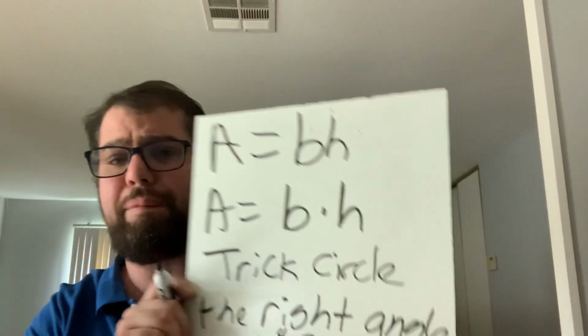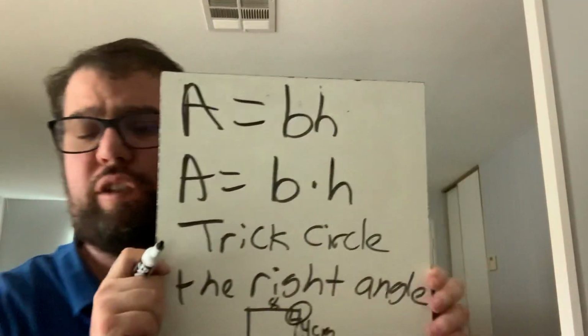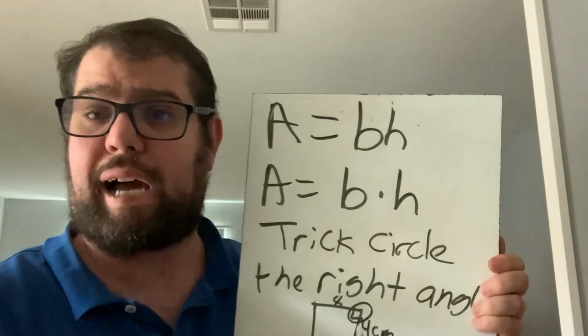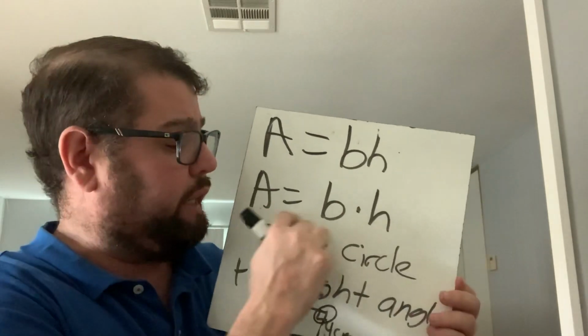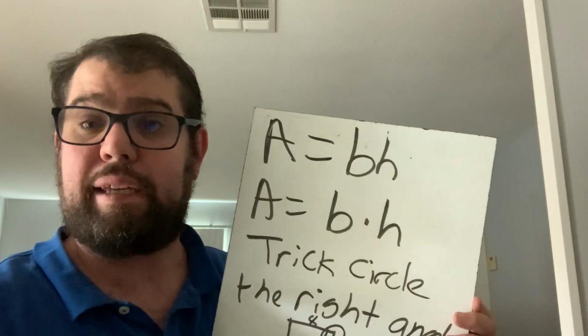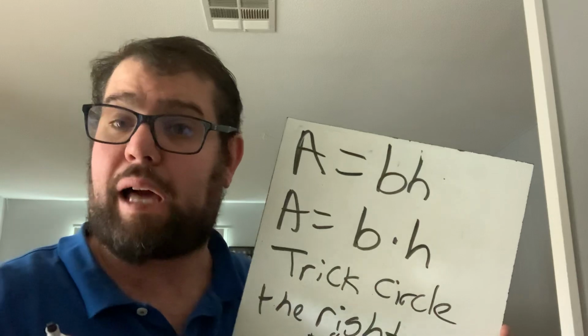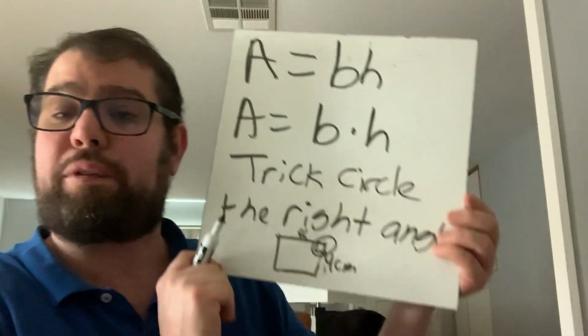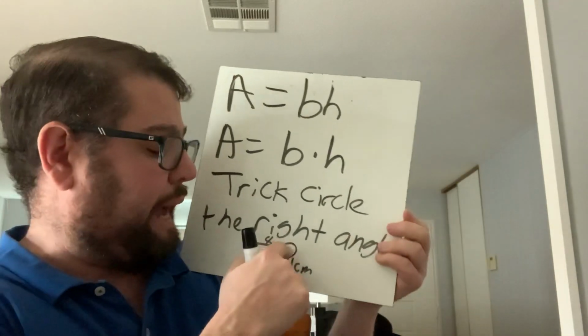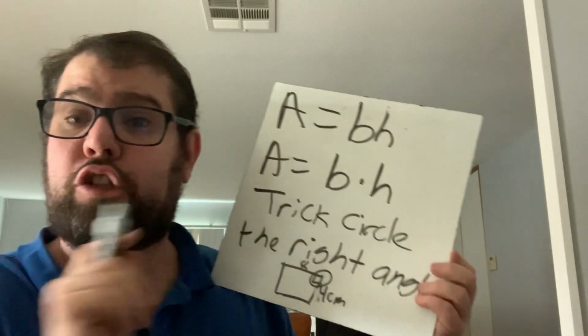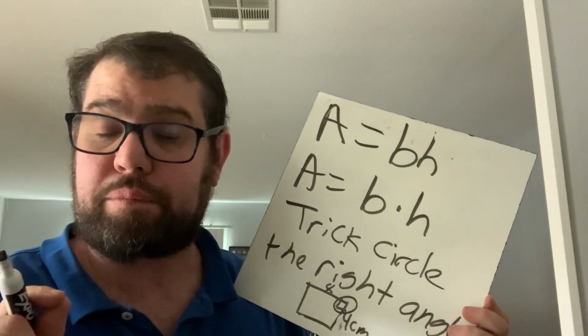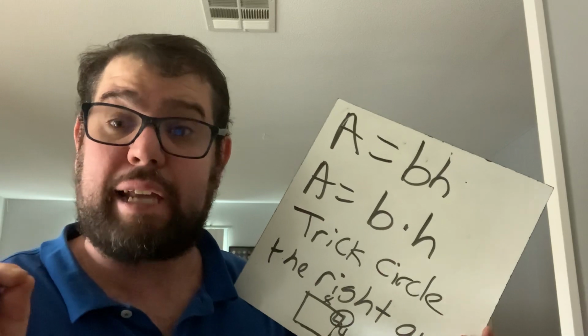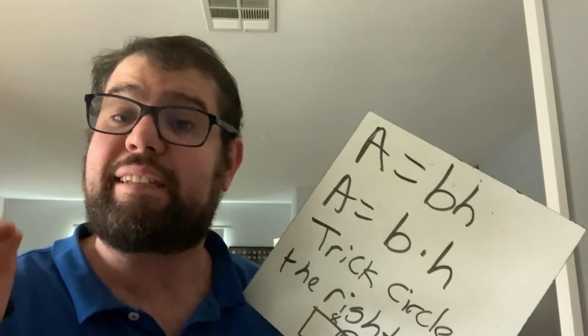So the formula I have is area equals BH. And remember, one thing at a time, I always like to break it up. Well, area equals base times height. Now, this is why I like base times height. Anytime you have a 90-degree angle, you're going to circle that 90-degree angle. And the reason you're going to circle that 90-degree angle is because that is going to tell you the numbers to use.